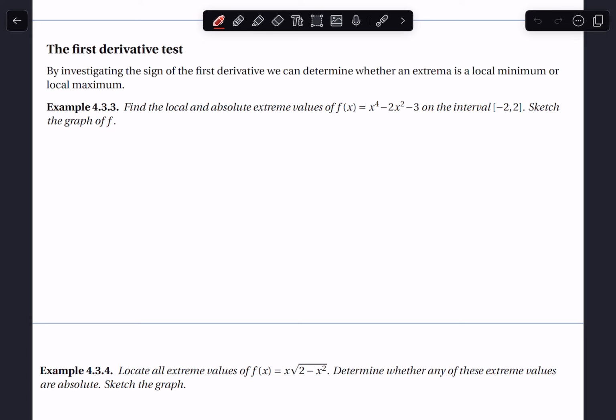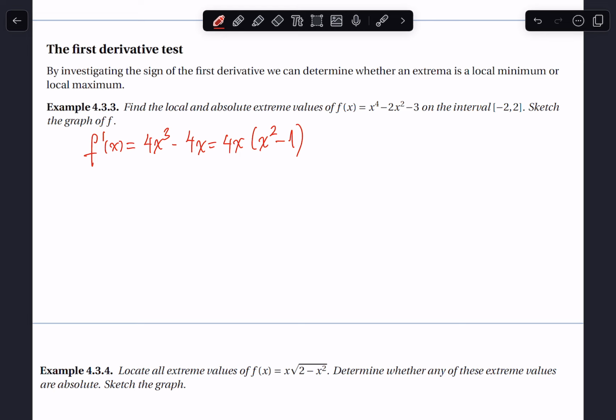Okay, let's look at this problem. Now we want to find the extreme values of this function on the interval -2 and 2. Let's take its derivative, which is 4x cubed minus 4x, or we can write it as 4x times x squared minus 1.